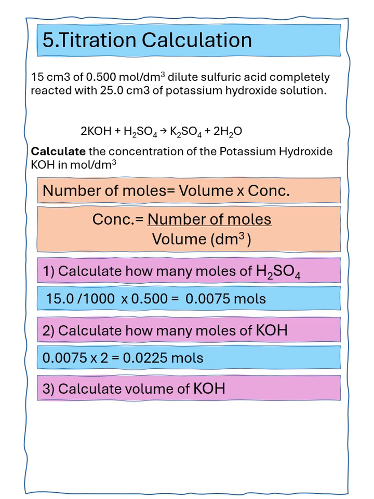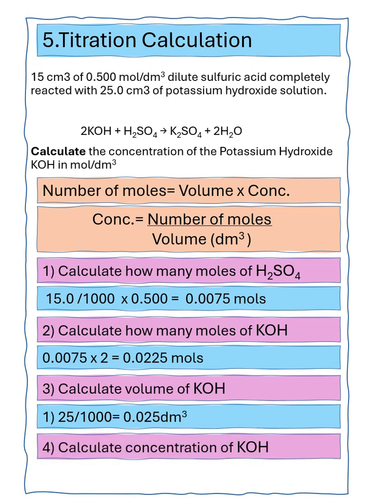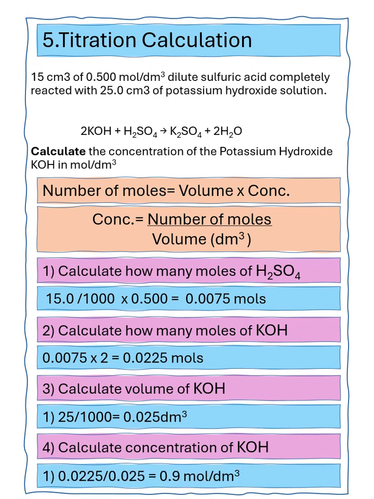We can then calculate the volume of potassium hydroxide in decimeters cubed. So we're told from the question we've got 25 centimeters cubed. So you divide that by 1,000 and we've got 0.025 decimeters cubed. We can then use the equation, concentration is number of moles divided by volume, to calculate the concentration of potassium hydroxide. We know the moles, we know the volume. So we've got 0.0225 moles, we divide that by 0.025 decimeters cubed volume. That gives us a concentration of 0.9 moles per decimeter cubed.